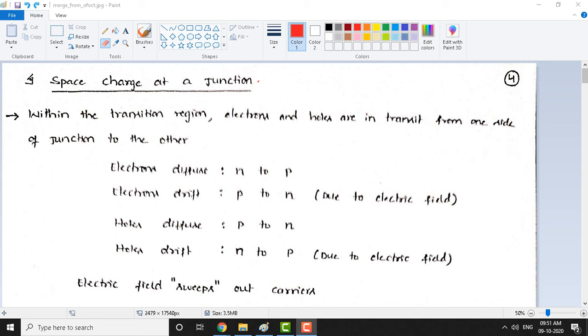So this is the first topic after the internal test. The topic is the space charge at a junction. Okay, so space charge at a junction. What do you mean by this? Any hint you have?